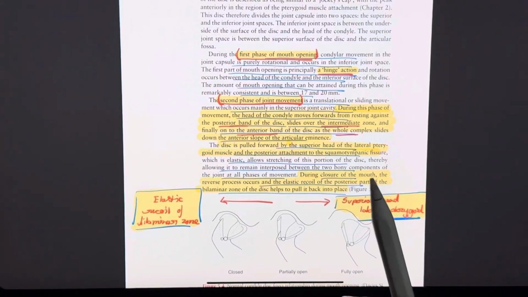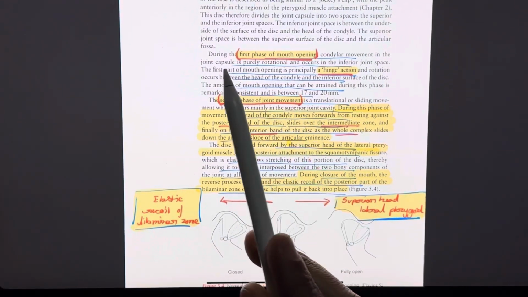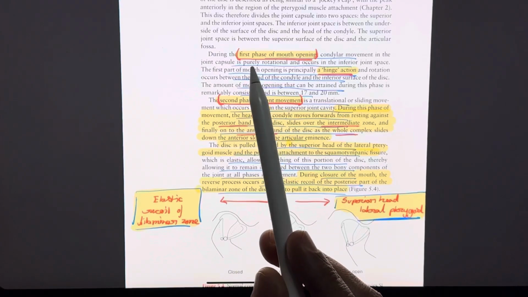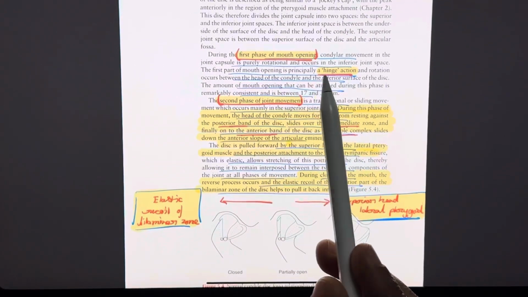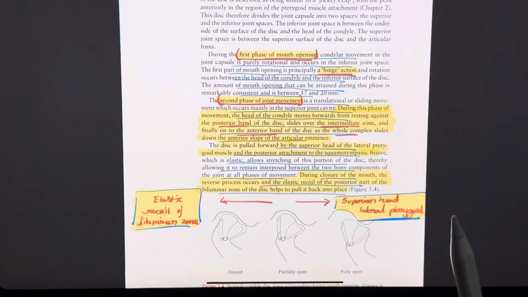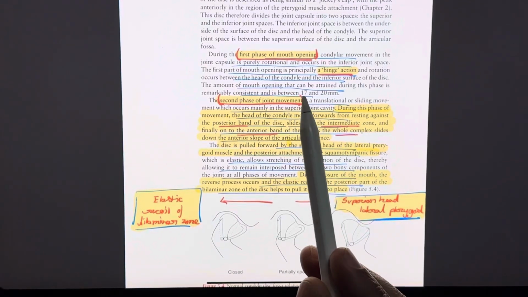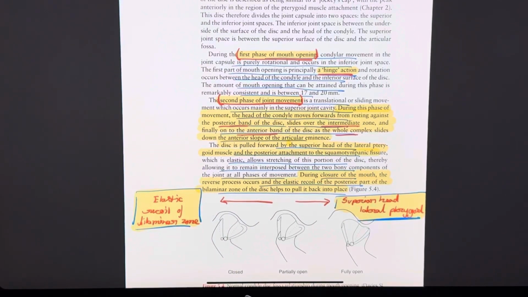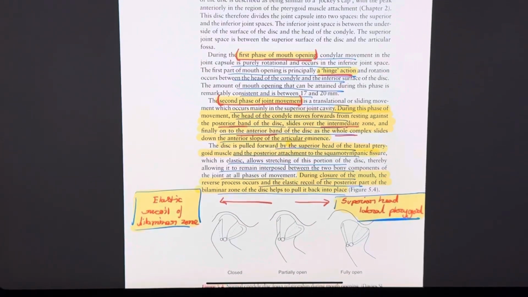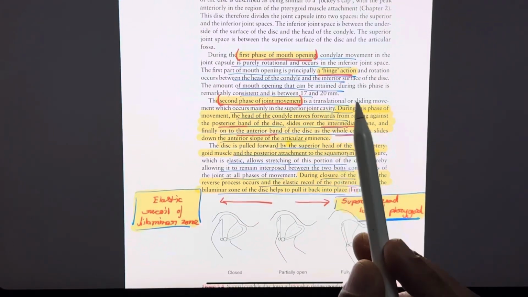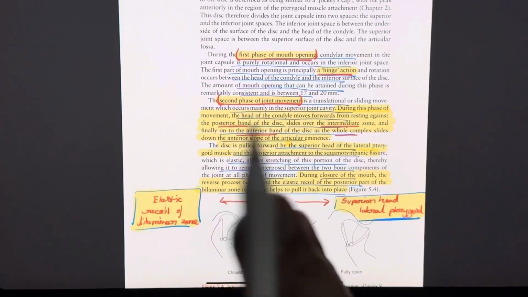Now, there are two phases, as we all know, to the mouth opening. The first phase is, as we know, a purely rotational phase, and it is a hinge action. Now, the mouth opening which we attain from it is 17 to 20 mm. Now, the second phase of joint movement is a transitional or a sliding movement, which occurs in the superior joint cavity.